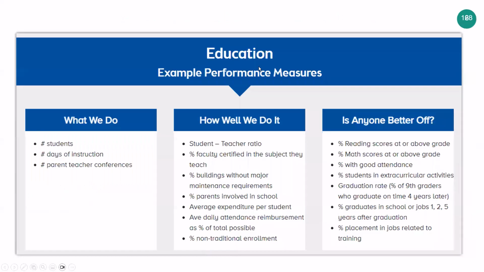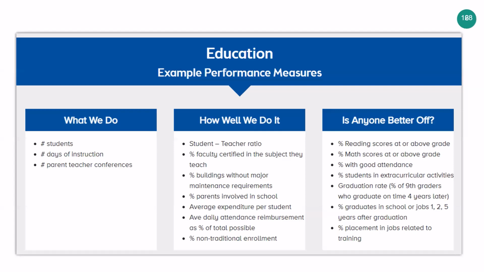So I just wanted to show you some examples again of performance measures around how much did we do. This is around education: number of students, number of days of instruction, number of parent-teacher conferences. How well did we do it: student-teacher ratio, percent of faculty certified in the subject they teach, percent of buildings without major maintenance repairs, percent of parents involved in schools, average expenditure per student, average daily attendance or reimbursement, attendance reimbursement as a percent of total.